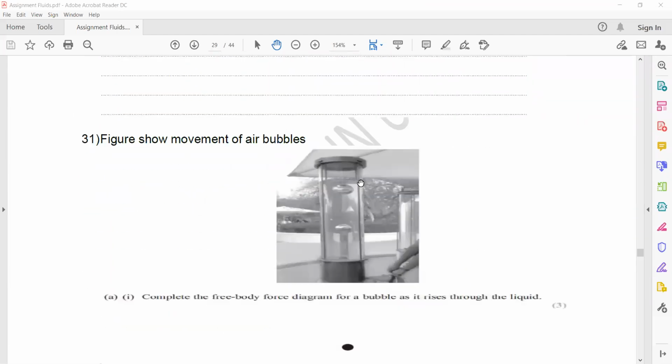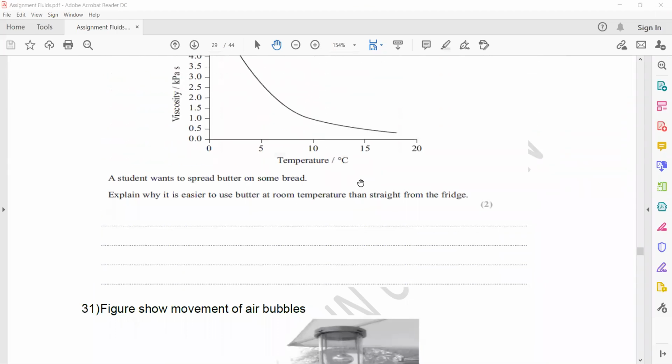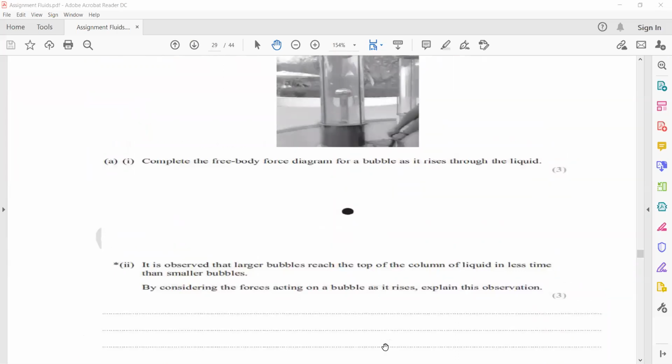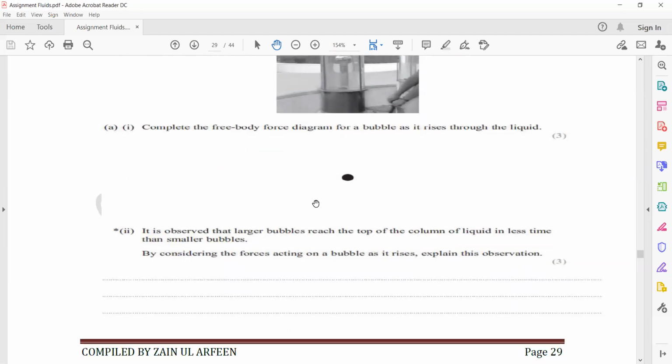Then page 29, question number 31A2. It is observed that the large bubble reached the top of the column of a liquid in less time than the smaller bubble. By considering the forces acting on the bubble as it rises, explain this observation. Why are the large bubbles able to rise more quickly as compared to small bubbles?